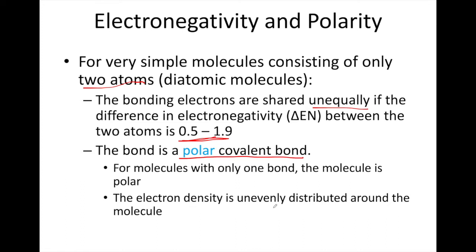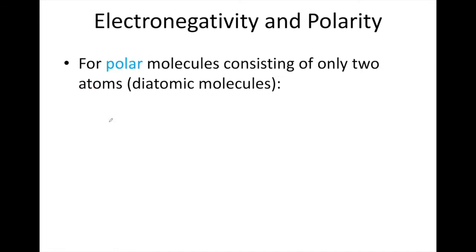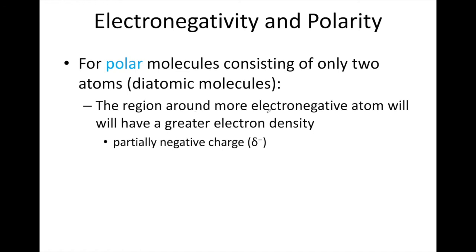In polar molecules, the electrons are pulled more towards one atom and away from the other, giving the electrons an unequal distribution. They're going to be more centralized around one atom than another, giving us a polar bond and a polar molecule, again, for very simple molecules like this. For polar molecules that have only two atoms, the region around the more electronegative atom has more electron density because those bonding electrons are pulled a little bit towards it.